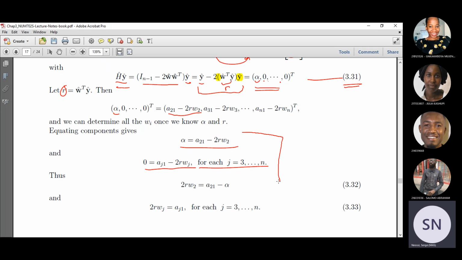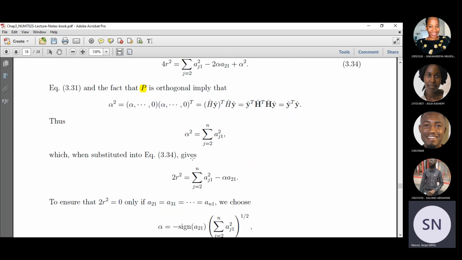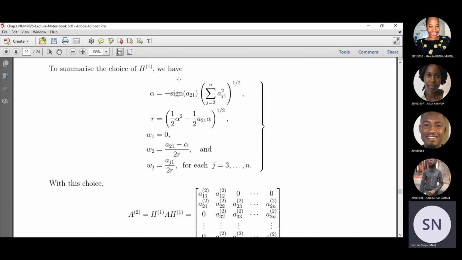All right. So this is the system you are solving. When you solve that system, you don't need to know these details by heart. Just read to have an idea of the procedure. But the most important thing is this one. So for H1, this is what you get for alpha, the R, because remember we need to know R, we need to know alpha, and all the W's, because W1 is already 0, and the remaining W's are in terms of alpha and R. You can see we have alpha here and we have R there. So they are given by this formula.